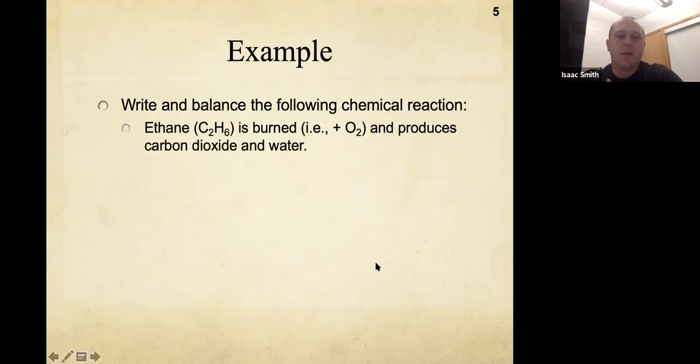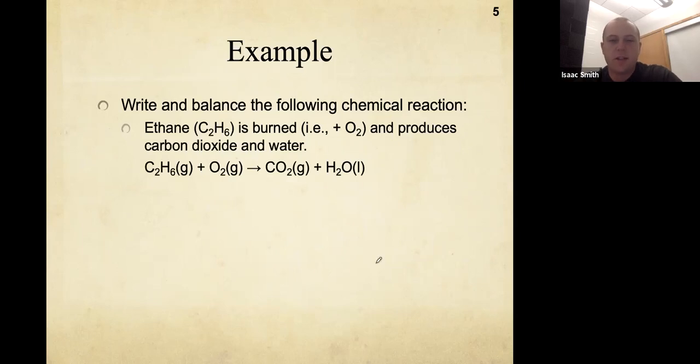Okay, so let's look at this example problem. Go ahead and try and pause it and do this by yourself if you want to. This says write and balance the following chemical reaction. So ethane, and it gives you the formula, is burned. So that means oxygen's added. It's going to be a combustion reaction and produces carbon dioxide and water. Okay, so if you write the reaction out, you're going to add oxygen to ethane, and you're going to produce carbon dioxide and water. Again, this is a combustion reaction like we saw just a few slides ago. So that's writing out the equation.